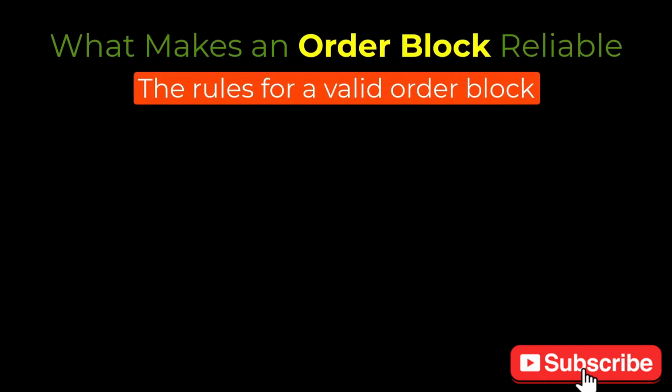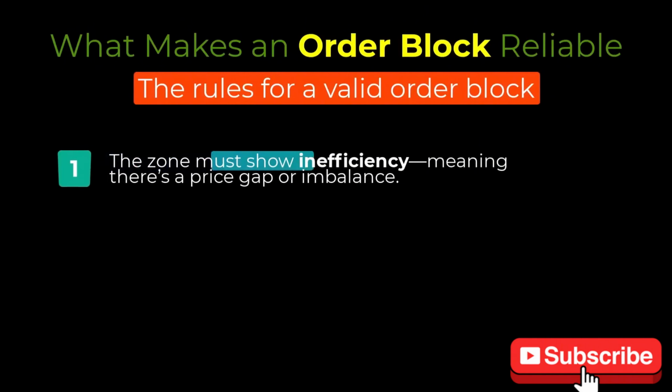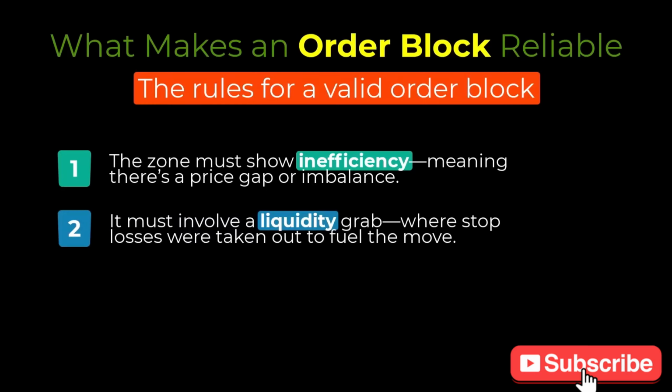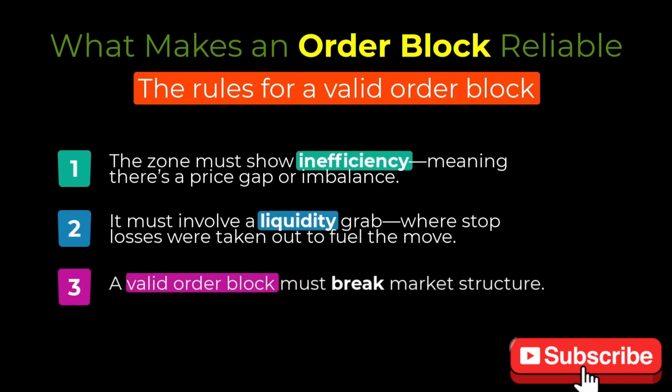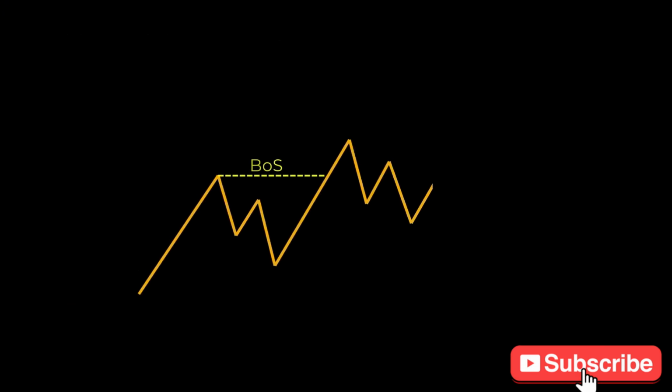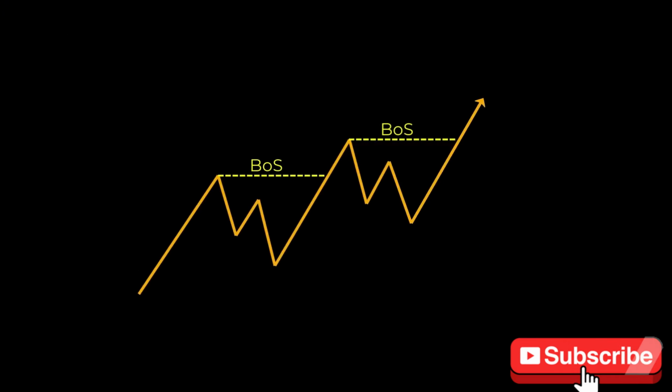The first two rules we've already touched on earlier in the video. 1. The zone must show inefficiency, meaning there's a price gap or imbalance. 2. It must involve a liquidity grab, where stop losses were taken out to fuel the move. But here's where the third rule takes things to the next level. A valid order block must break market structure. Let me explain. In a bullish scenario, when price pushes above a previous high and closes strong, that move isn't random. It came from somewhere.